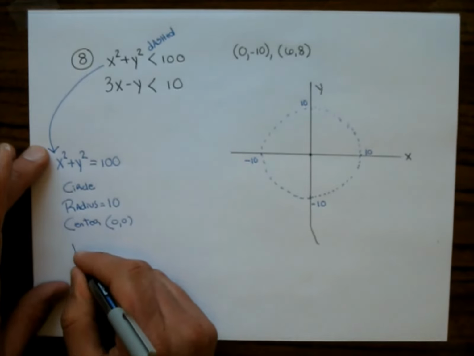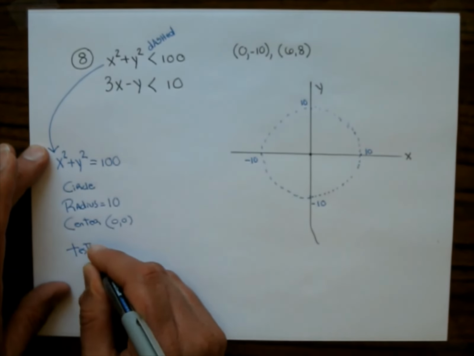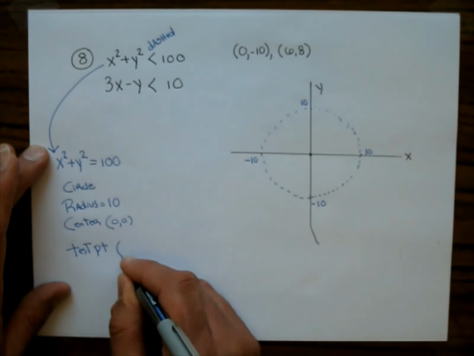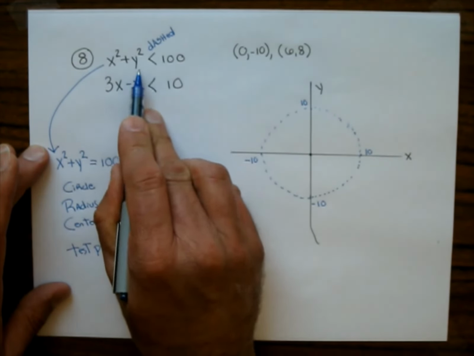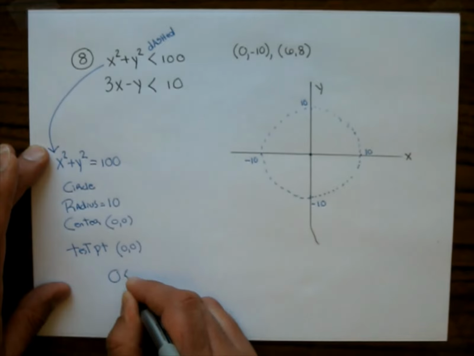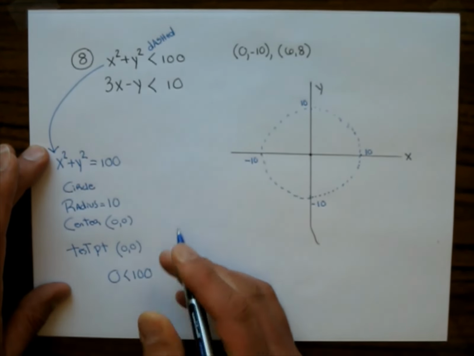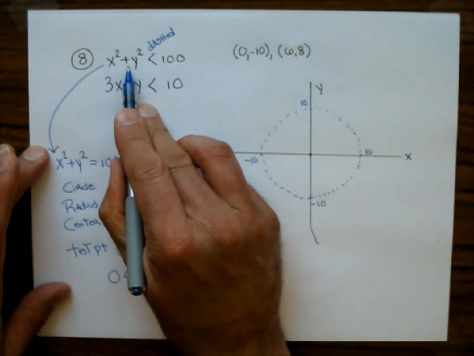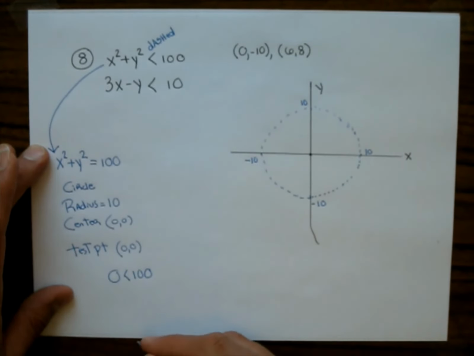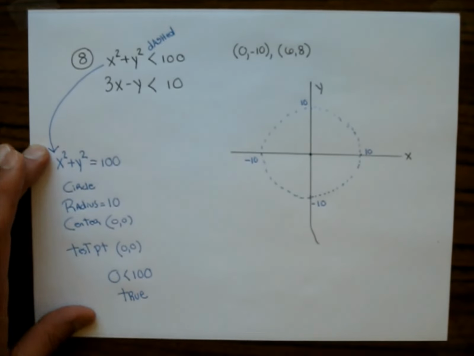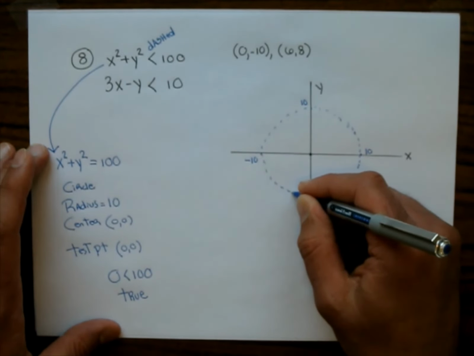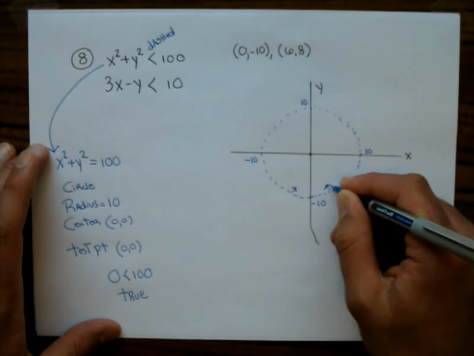And I'm going to pick a test point that is not on the circle. So a test point, maybe our favorite one is (0, 0), and we plug that into the inequality. We end up getting 0 is less than 100. How did I get that? I got 0 squared plus 0 squared, which is 0. This happens to be true. So where's the shading going to go? The shading is going to go inside the circle.